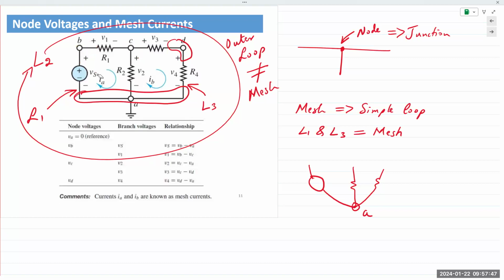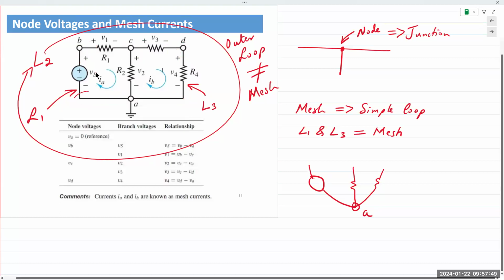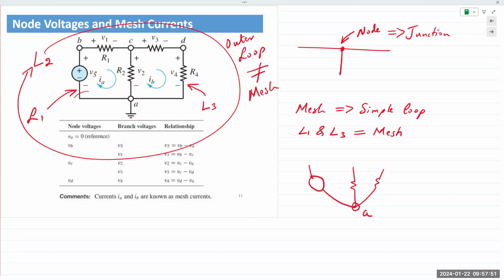All right, so once we have identified the nodes, we label them A, B, C, D in this case. And because we're talking about node voltages, we need to have a reference point for measurement. In this case, that reference point is noted as A, and it is marked with this symbol. This symbol refers to ground.